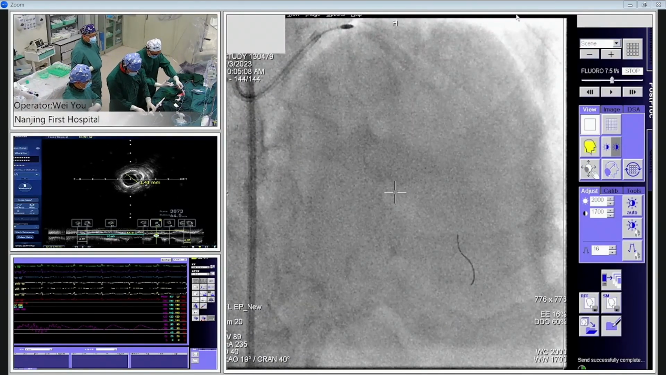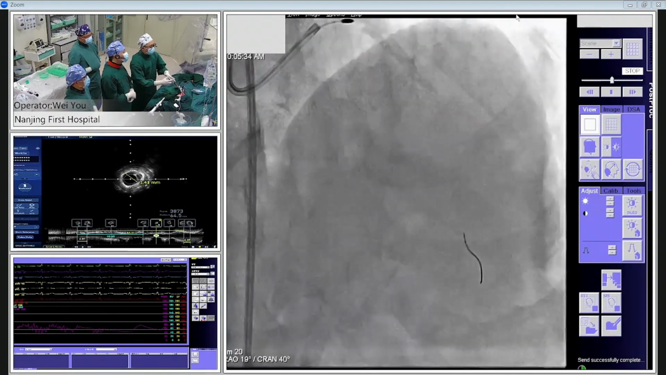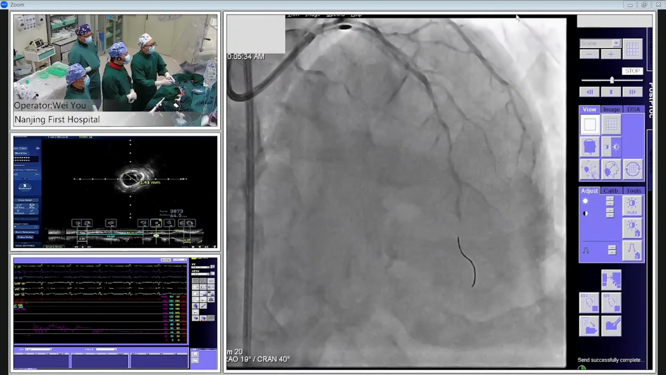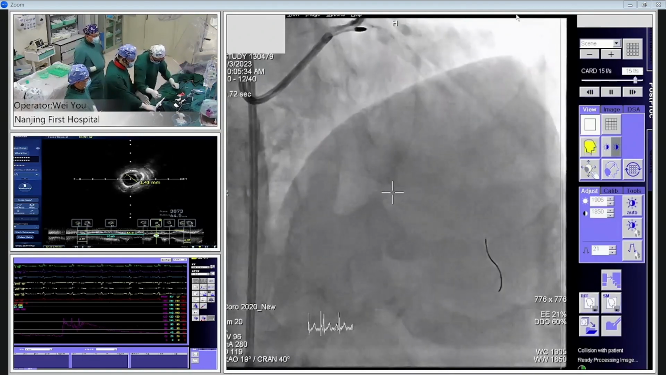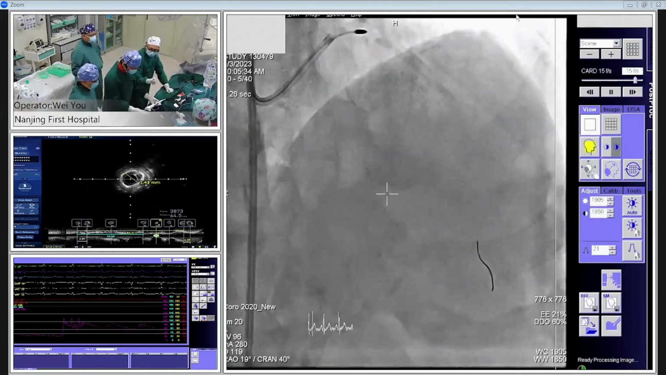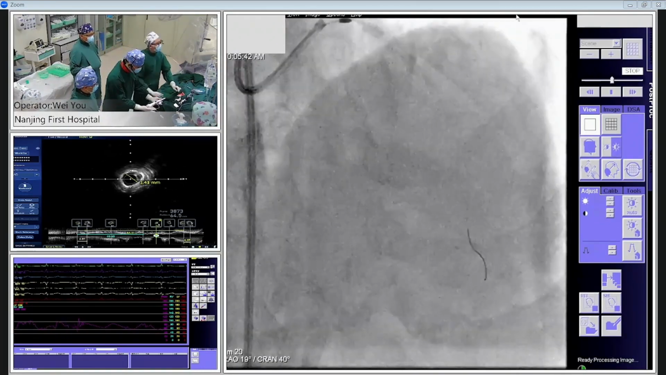Very nice. Before we retrieve the burr, I will test first. Okay, flow is very good. Without complication. Nice. Low speed. Okay, Chief. So we retrieve the burr. Sure. Okay.